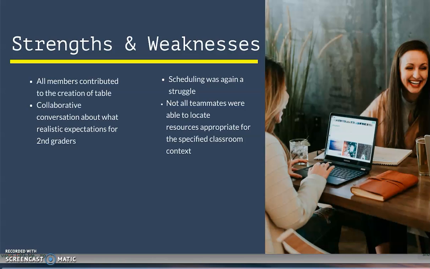As far as weaknesses go, scheduling continues to be a struggle for our team. And unfortunately, not all teammates were able to locate resources appropriate for the specified classroom context, but we were able to together find some additional ones during our meeting.